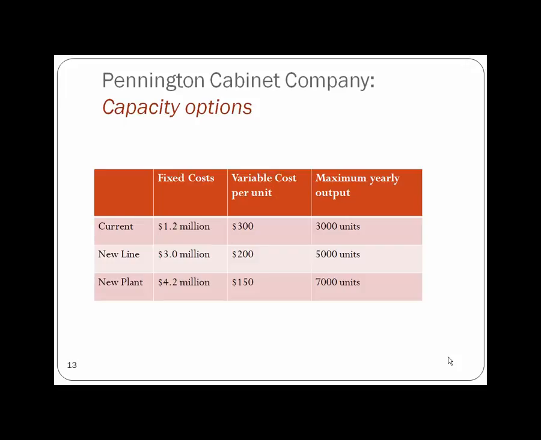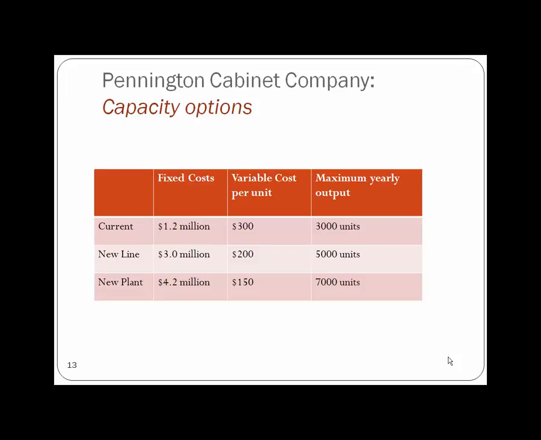Alternatively, they may actually have to build a new plant altogether, in which case the fixed cost will now rise to $4.2 million, but again, the variable cost will drop to $150. Now, as we're looking at this, obviously, if you've got a capacity option with both higher fixed costs and higher variable costs than anything else, it's probably never going to be a very good option. So to have some interesting trade-offs here, we start seeing these differences between fixed and variable costs. And this is typical of what you'll see in industry.